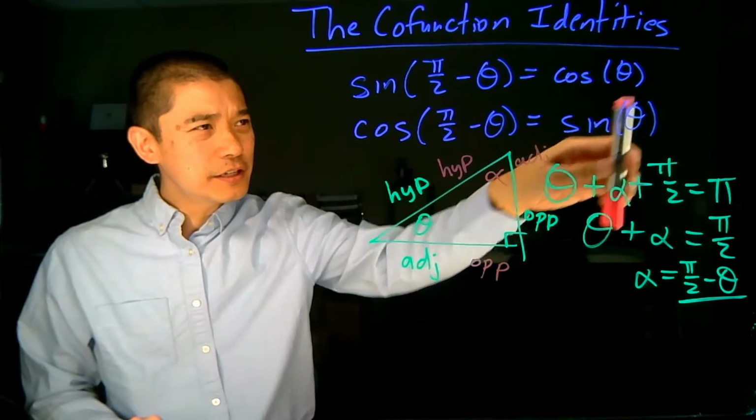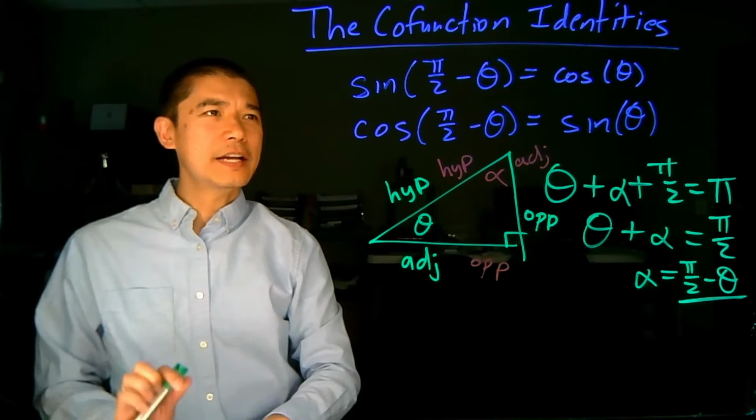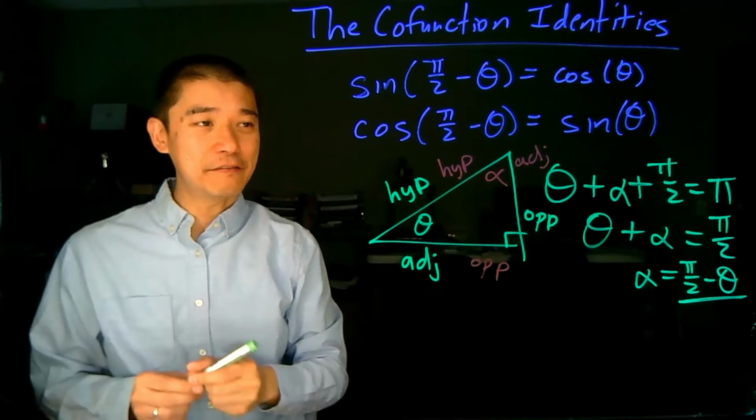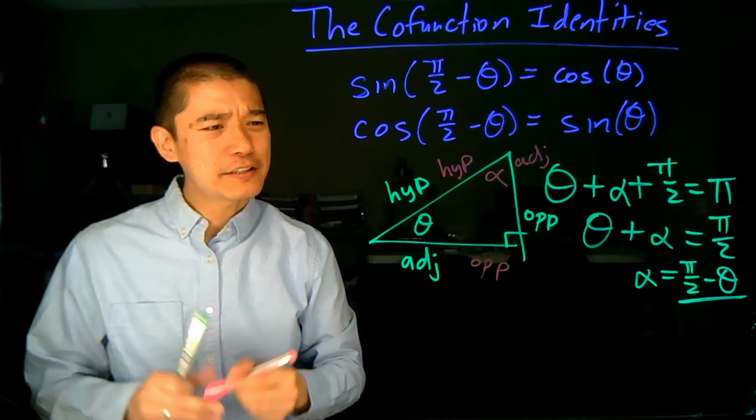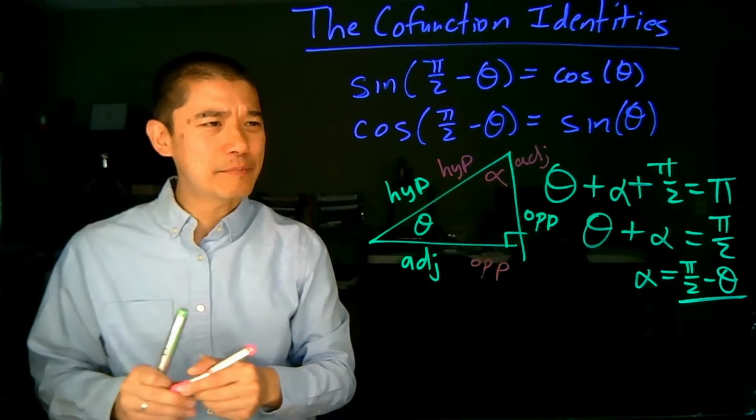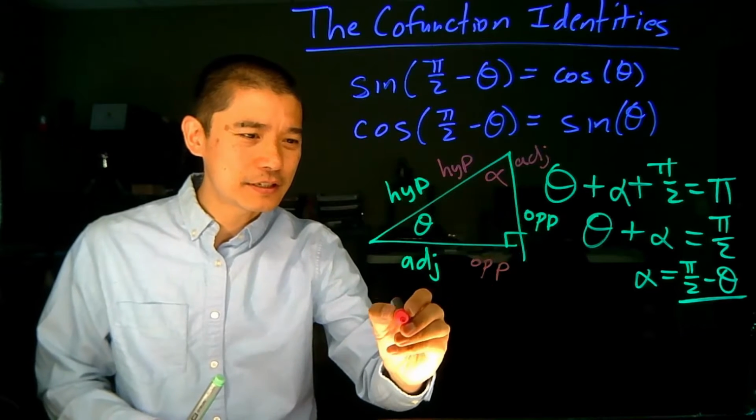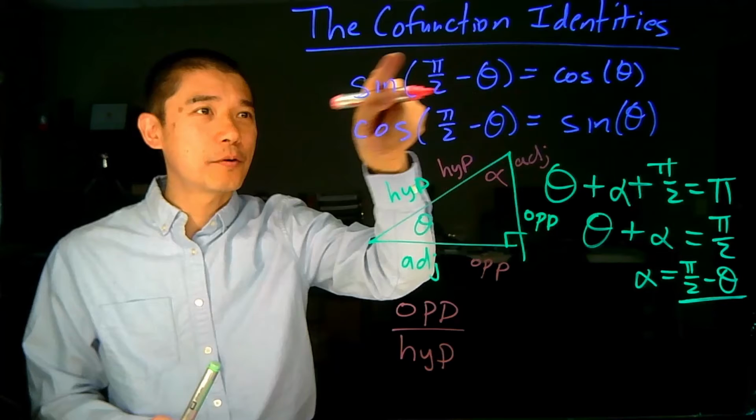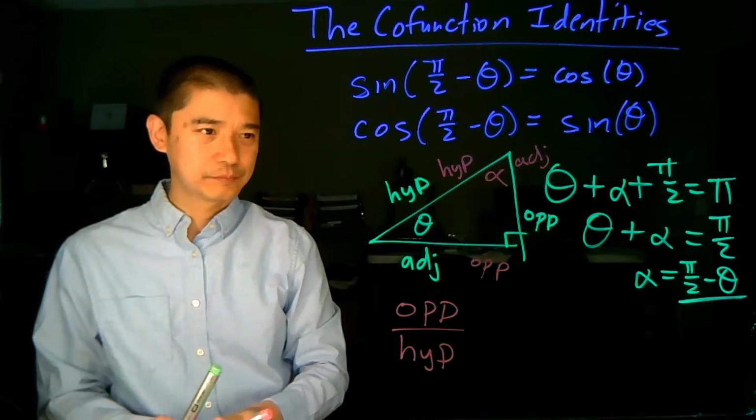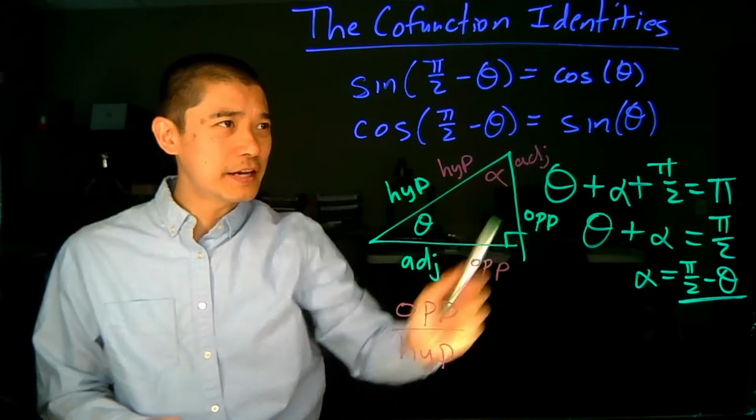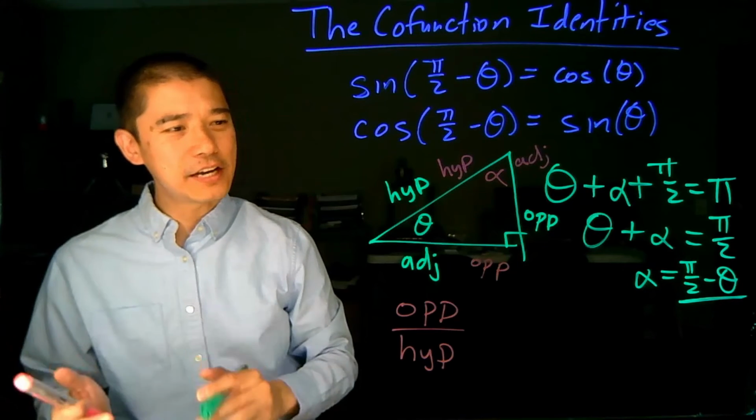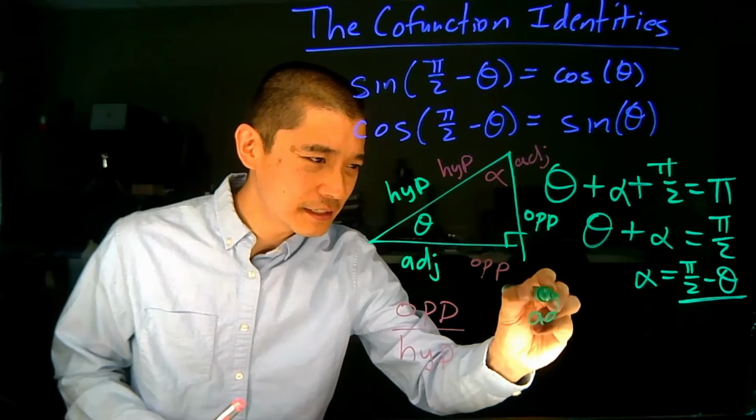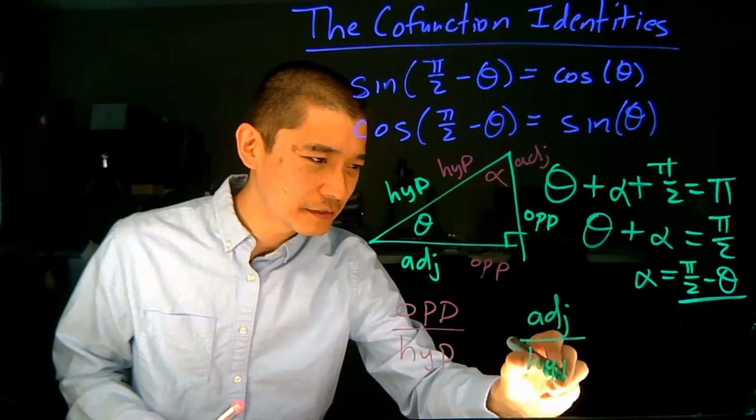And so let's take a look at the first one. Sine of pi over 2 minus theta. That one's the alpha. Sine of alpha. SOHCAHTOA, sine is opposite over hypotenuse. So the red opposite over the hypotenuse for this left-hand side here. Right-hand side, cosine of theta. Cosine is adjacent over hypotenuse. So relative to theta, we have adjacent over hypotenuse.